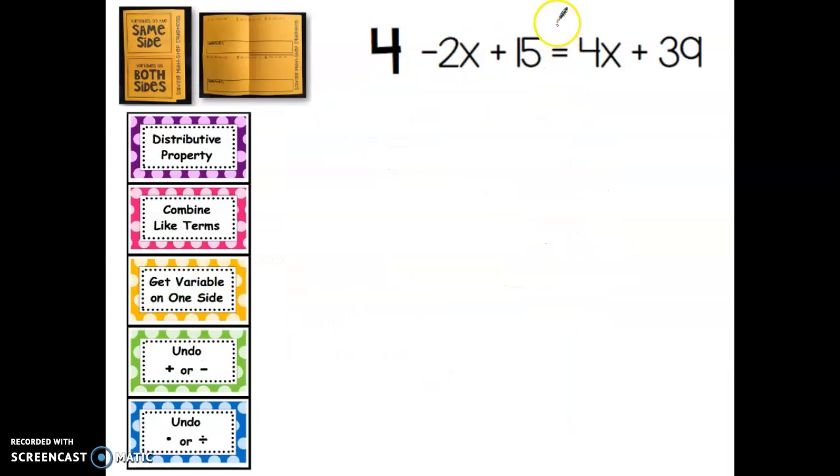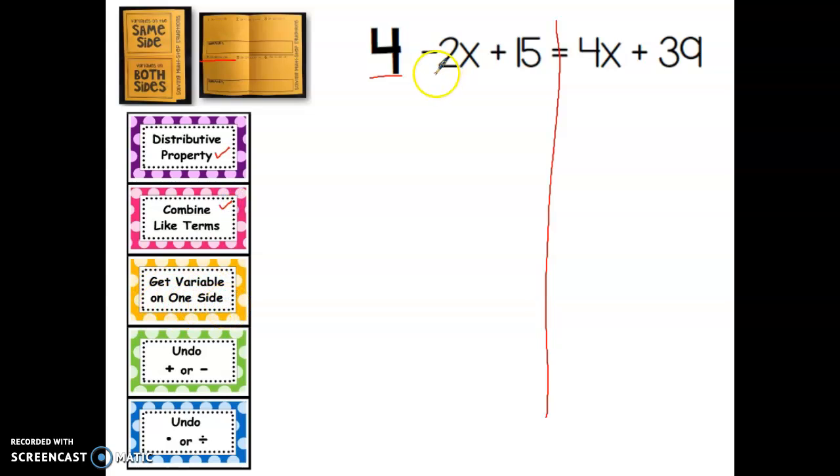Next example. Again, split your equation down the equal sign. We are now on to this foldable right here, solving multi-step equations on number 4 down here, number 4. Distributive property, nothing to distribute, so we're all good. Combine like terms. We don't have any like terms on each side of the equal sign to combine. Unlike terms and unlike terms, so we're good there. Get variable on one side.